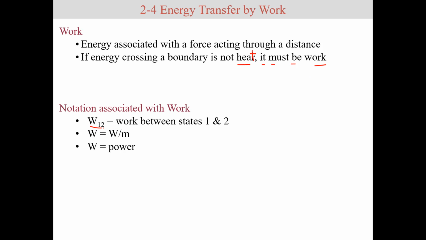Notation associated with work: again, W12 is work between states 1 and 2. Little w is big W per mass. And then work rate, work dot, is power, work in transit. This would be in watts or kilowatts if we're working in SI units.